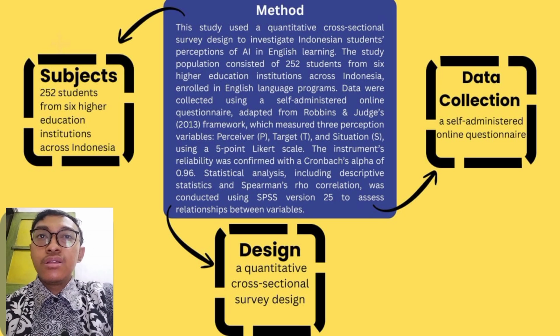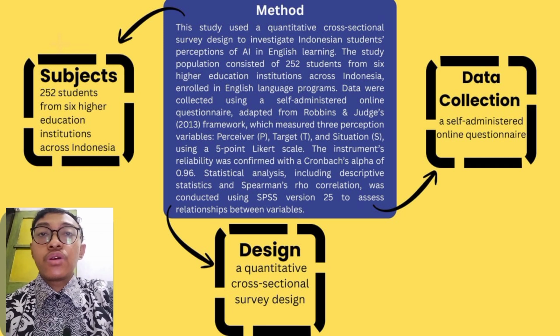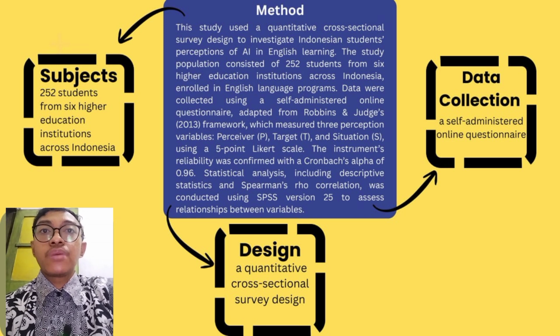institution. In this study, the researchers used a quantitative cross-sectional survey designed to explore how Indonesian students perceive the use of AI in English language learning. The participants were 252 students enrolled in English language programs at 6 different higher education institutions across Indonesia. Data were collected through an online self-administered questionnaire, which was adapted from the Ivancevich and Judge Perception Framework. The questionnaire focused on 3 main variables: perceiver, which refers to the students themselves; target, the AI tools being used; and situation, which includes environmental factors like institutional or family support.